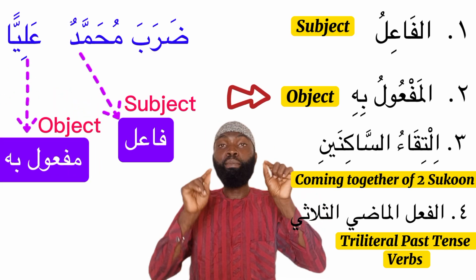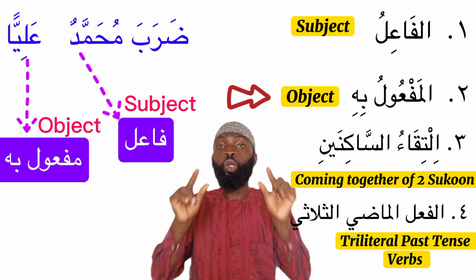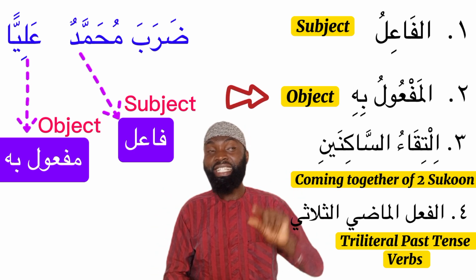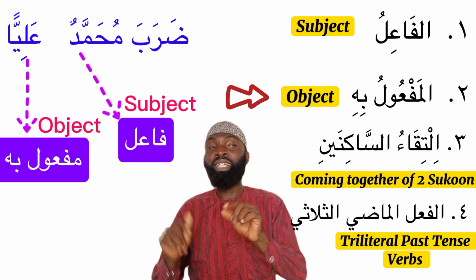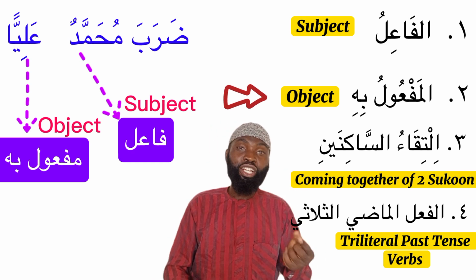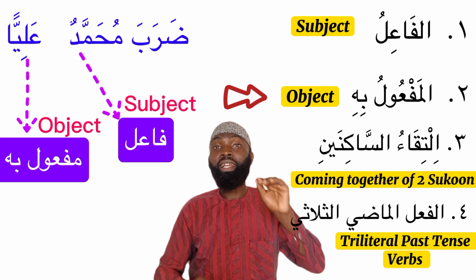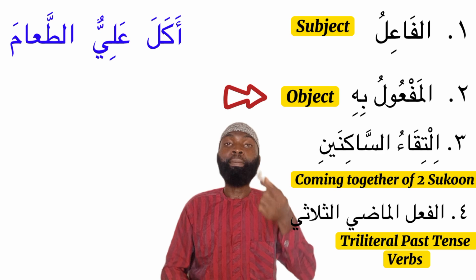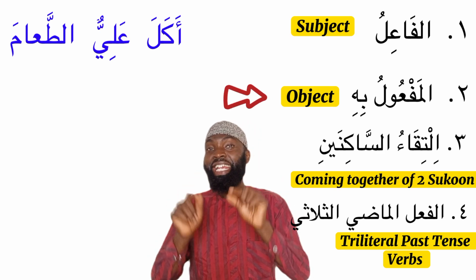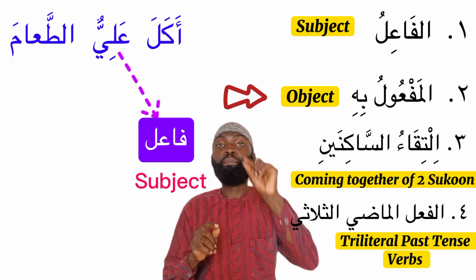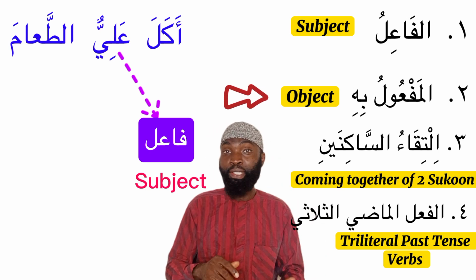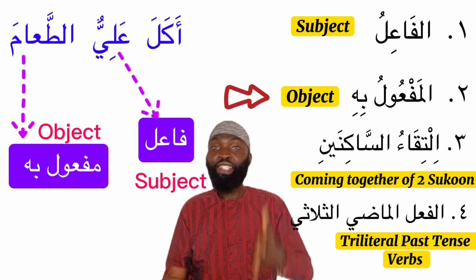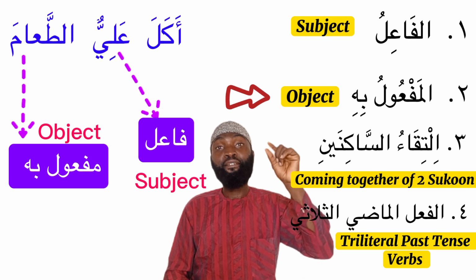A rule guiding the maf'ulun bihi is that the maf'ulun bihi should always be in the nasbu case, which is the accusative case, meaning it should carry fatha, and that is why you see Aliyan, daraba Muhammadun Aliyan, Muhammad beat Ali. So maf'ulun bihi will carry fatha, while the fa'il will carry dhamma. Let me give you an example. I can also say Akala Aliyun at-ta'ama. Ali ate the food. So Ali here is coming as the subject of the sentence, al-fa'il, performer of the action, and the food which is being consumed is coming as the object of the sentence, receiver of the action of Ali. So Ali will carry dhamma, and the food will carry fatha.